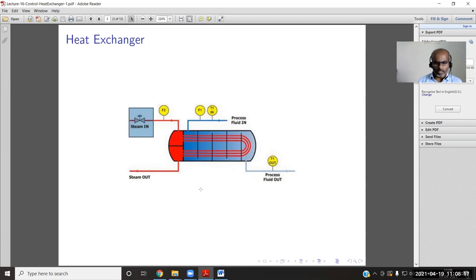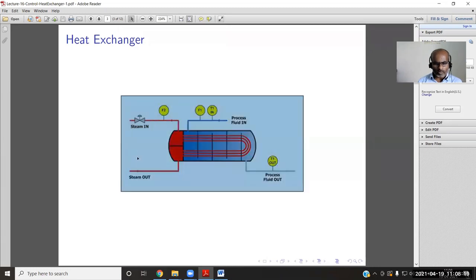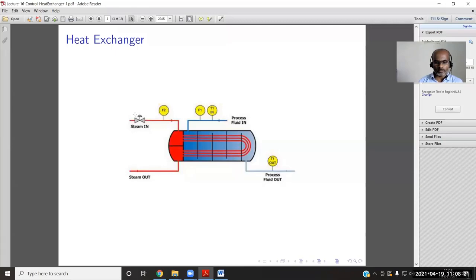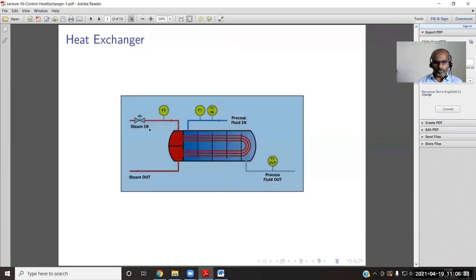Okay, that is a fluid we are going to manipulate. Most of the time the manipulation is through manipulating the flow of a coolant or a heating fluid. In this case we have steam for the heating, so we are going to adjust the steam inflow.